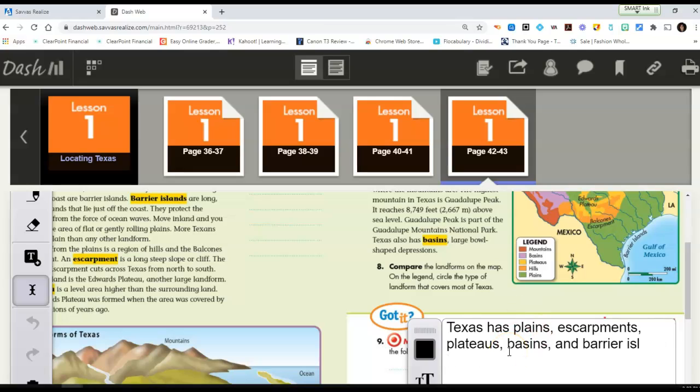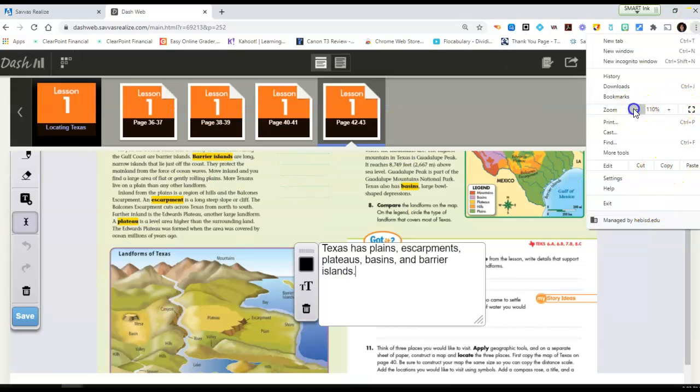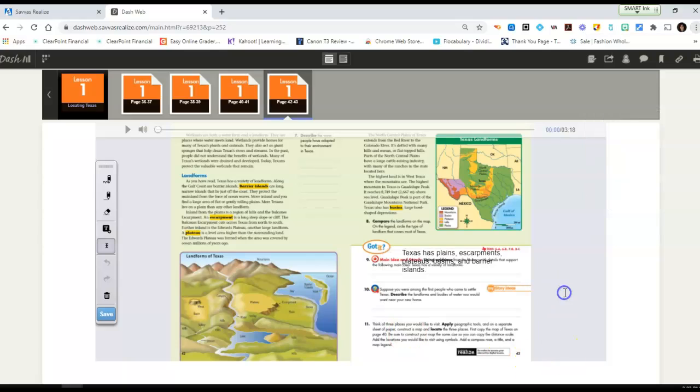Oops, I just spelled that wrong. All right. So I really hope that with me reading it to you guys, maybe you are more engaged in what we were doing. So now you can go in and do your got it and your quiz and do it well. Yes?